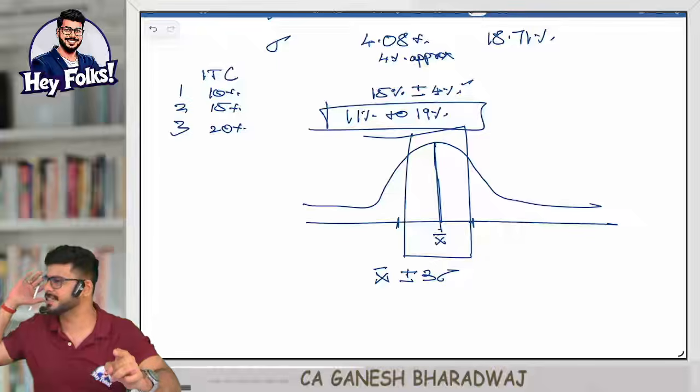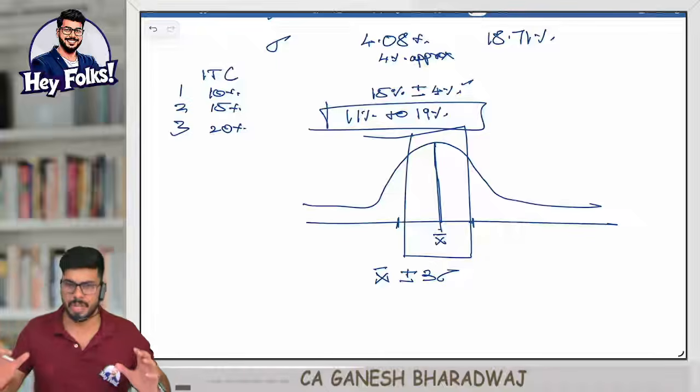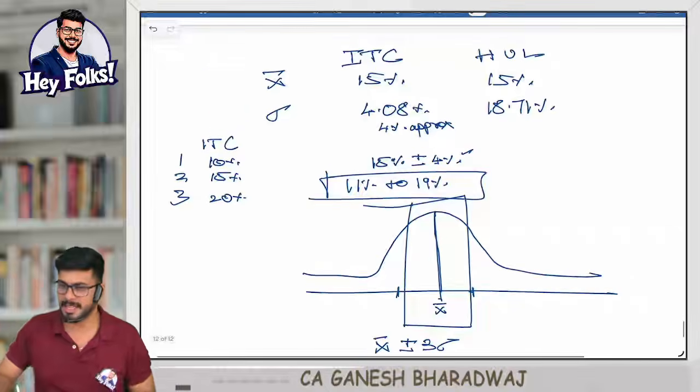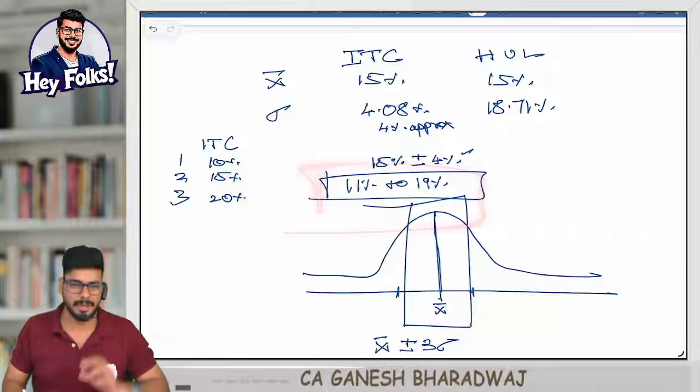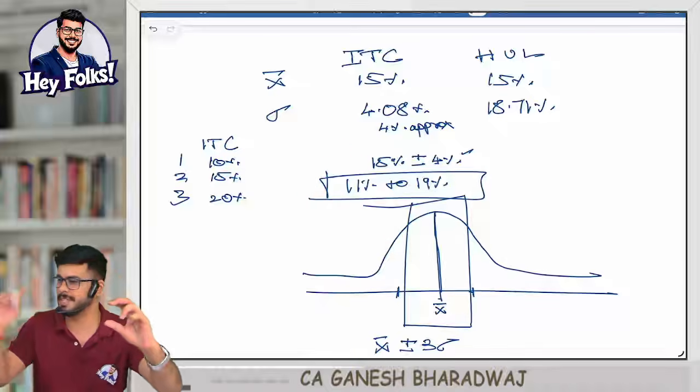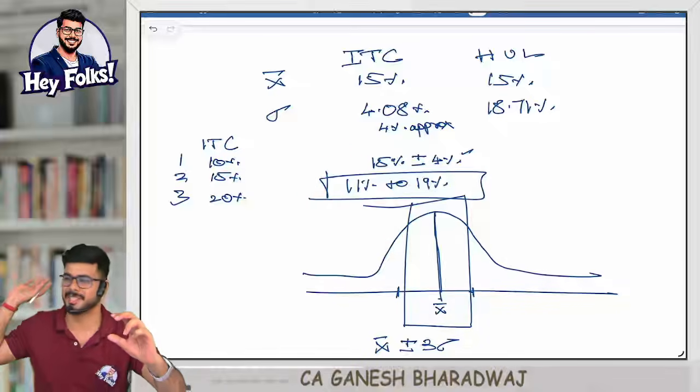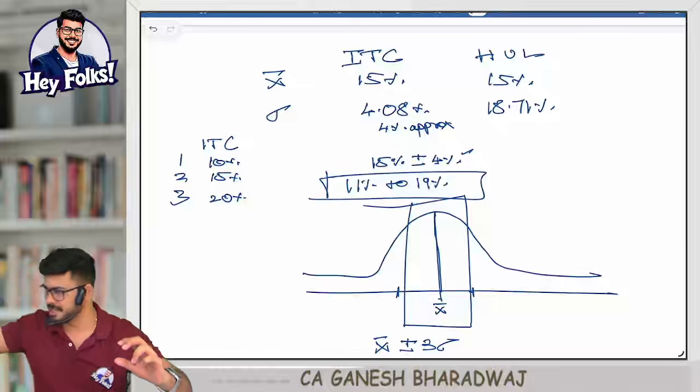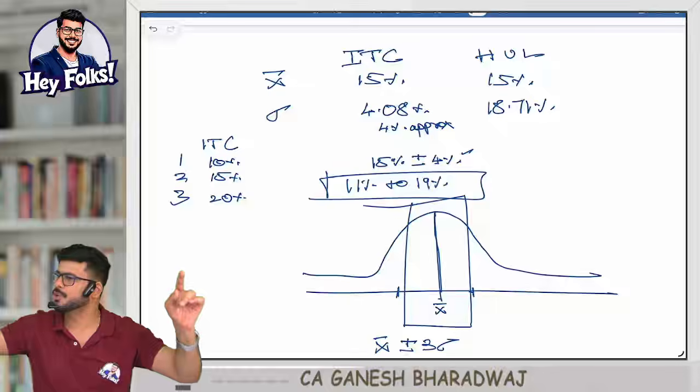Are you guys getting this? So don't say that my actual return will fall only in this range of X bar plus or minus standard deviation. Chances are only 66% mathematically. Why 66%? We will see later also. There is a normal distribution table. I will plot and show it to you. Are you guys able to understand?